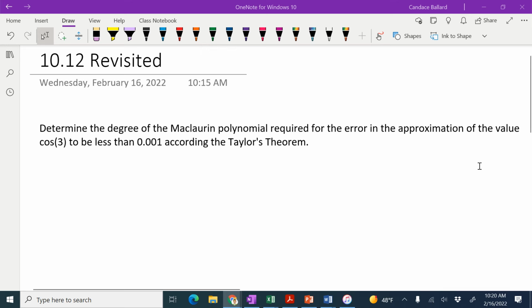The first one says, determine the degree of the Maclaurin polynomial required for the error in the approximation of the value cosine of 3 to be less than 0.001 according to Taylor's theorem or the Lagrange error bound, right?